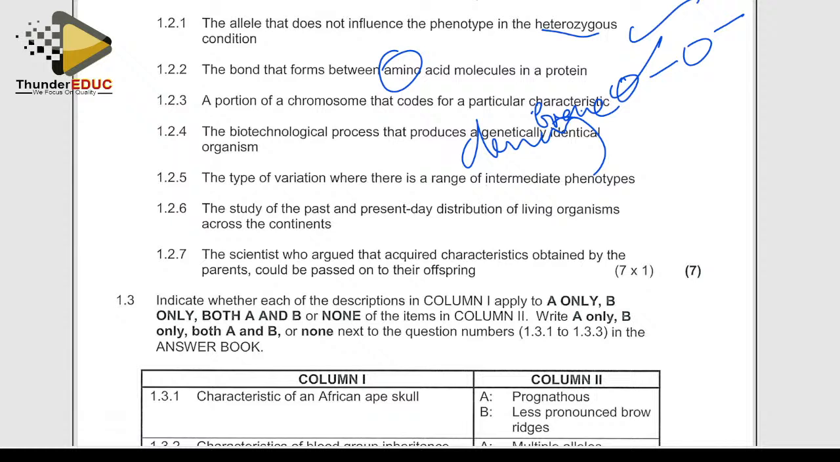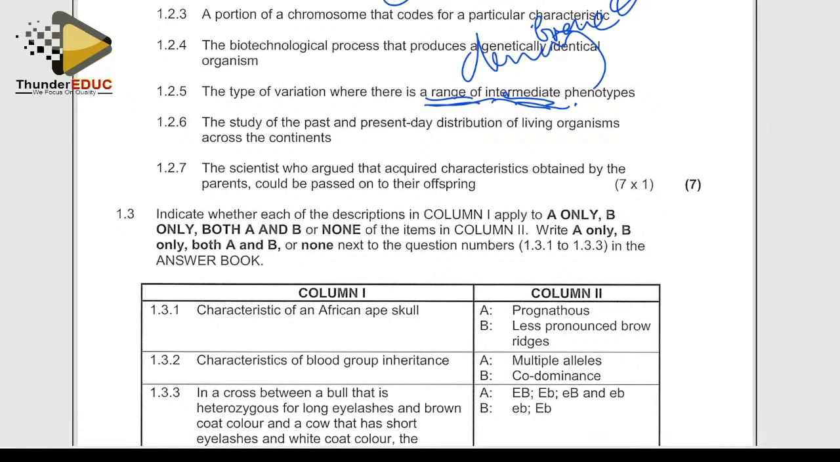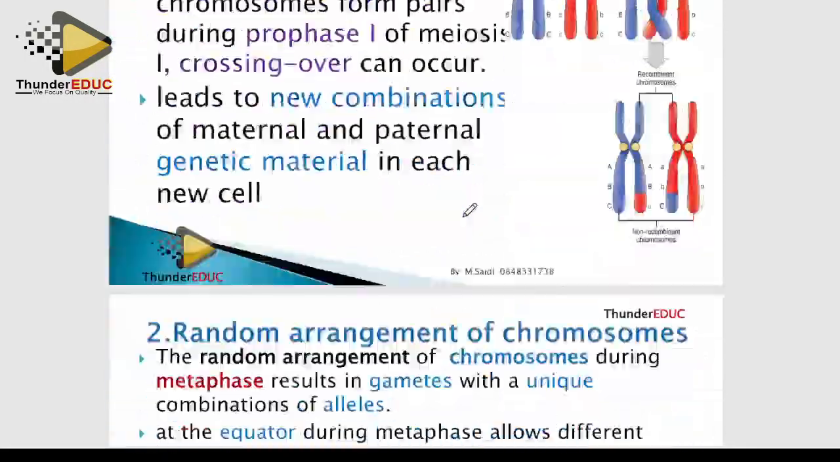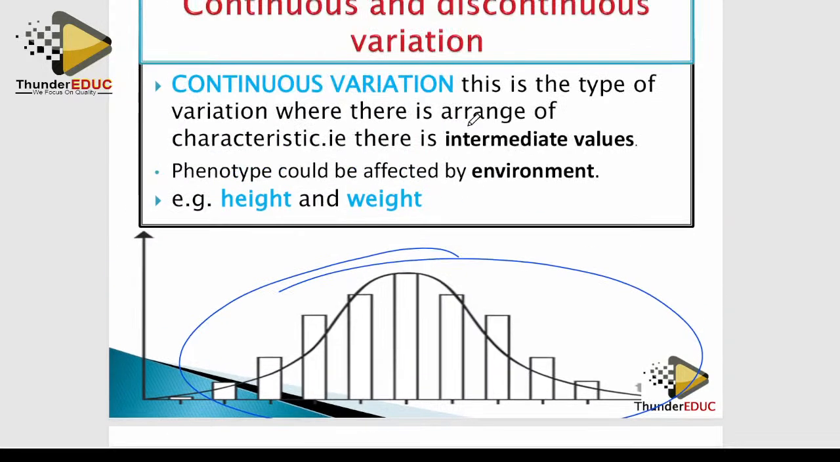They're saying the type of variation where there is a range of intermediates. We said it is continuous variation. And I told you that anything which you are born with is called what? Continuous variation, because it has a range of characters. That's what I said, and they brought it here, a range of characters, or what you call the intermediate. Let me show you what I'm saying. This is the example I used when I was talking. That's what they are talking about.